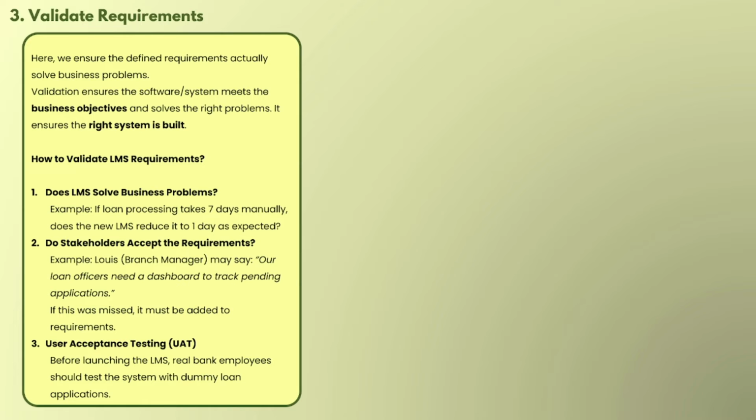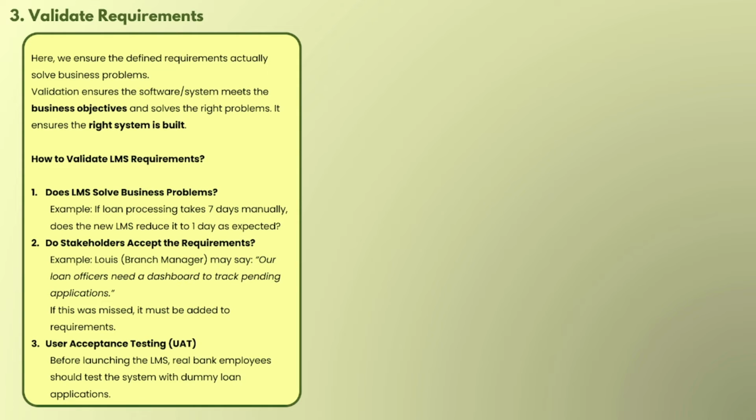So an example is, if loan processing takes 7 days manually, does the new loan management system reduce it to 1 day as expected? Because in the very first requirement they are saying that we want TAT under 24 hours, because now it is taking TAT up to 7 days. Now we want to move it to 1 day. So whatever we are building, we are writing down that requirement, which is something we exactly wanted. It's not like another tool or just promises. So this is what we need to take care of.